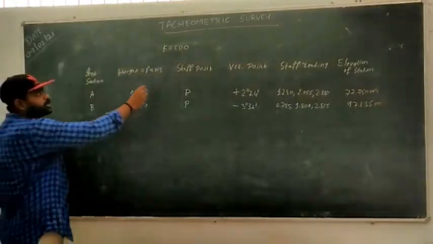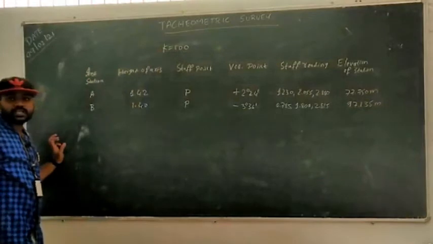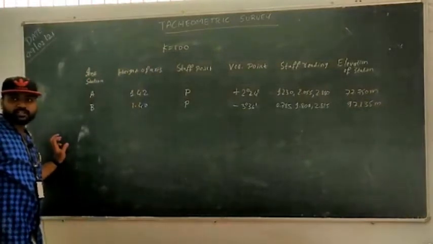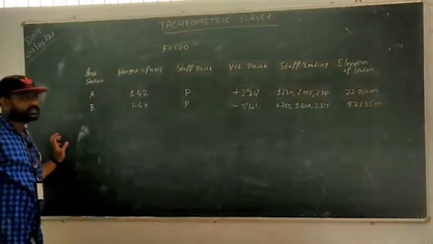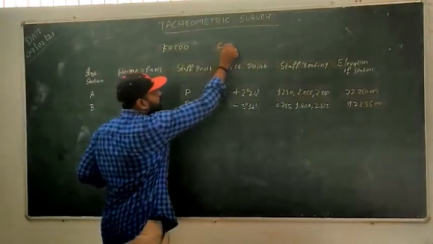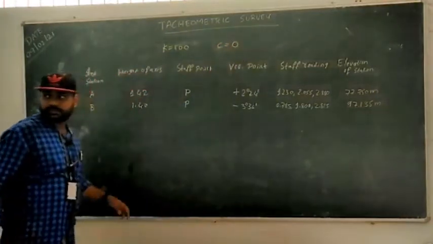Okay. So here the constant is given. What is the constant? K is equal to 100, right? Where C is not given, you just assume C. If C is not given in the question, assume C is equal to 0.